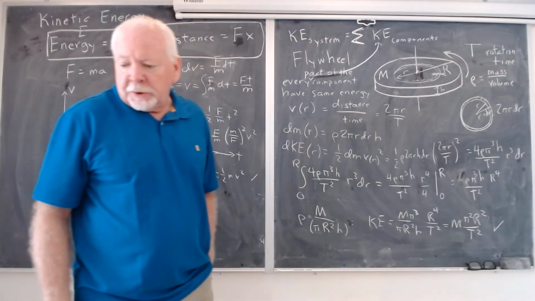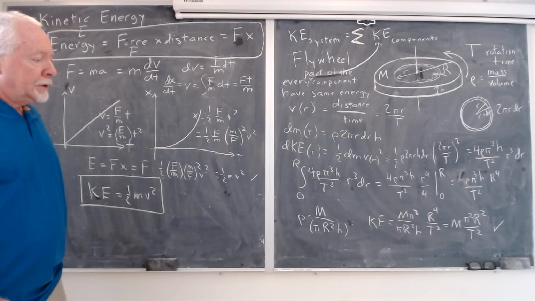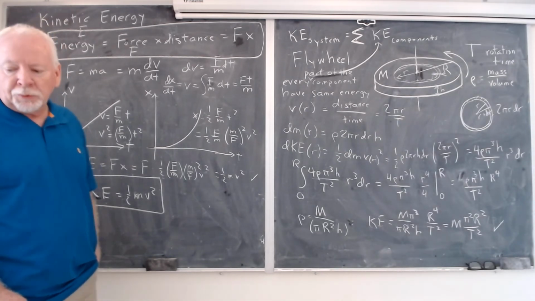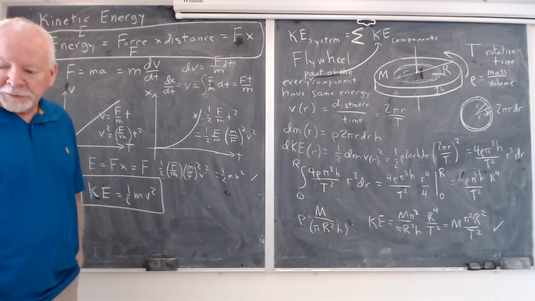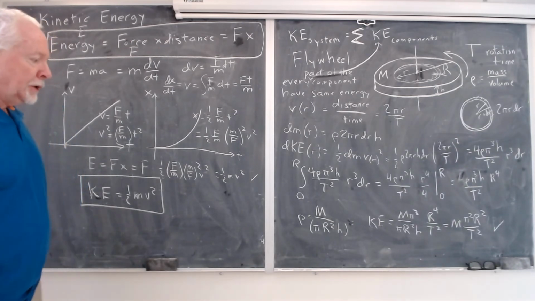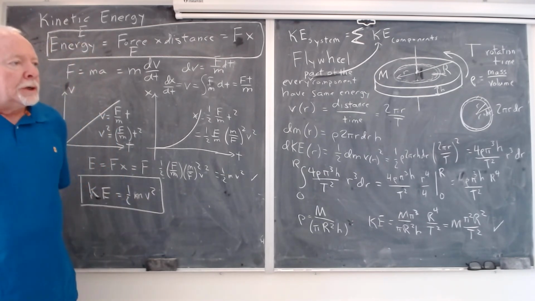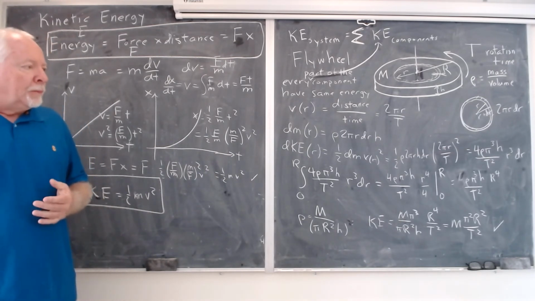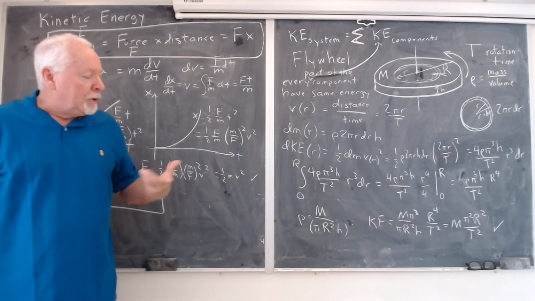So we see that the kinetic energy of this flywheel is proportional to the mass. It's also proportional to R squared, and it's proportional to 1 over t squared, which kind of makes sense because the faster you spin it, the more kinetic energy is going to be contained in it. I've just shown a simple example of how to think about energy, particularly kinetic energy, of some system as being the sum of the kinetic energy of different components.